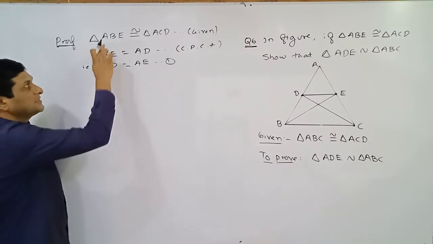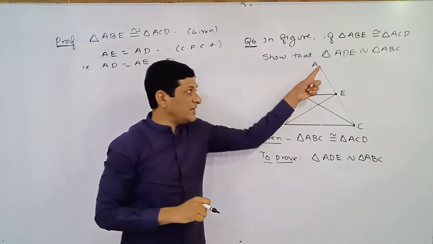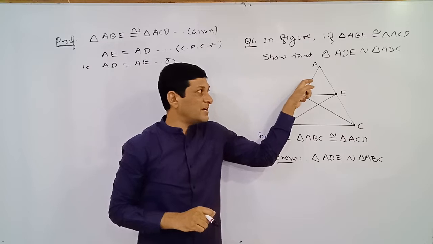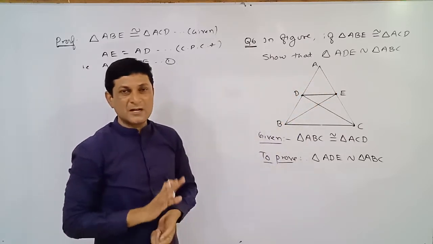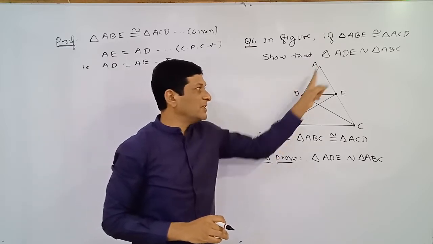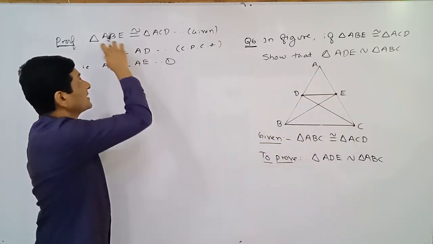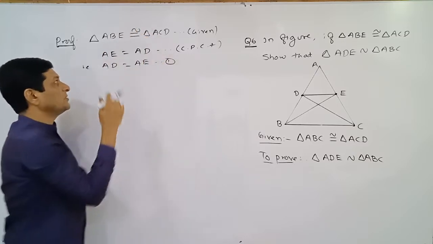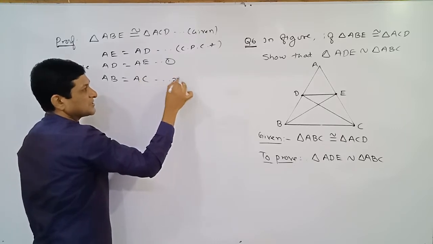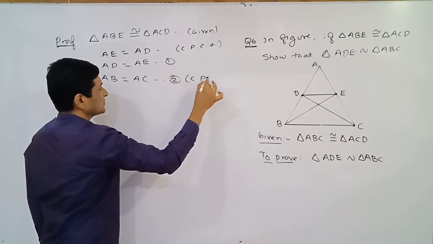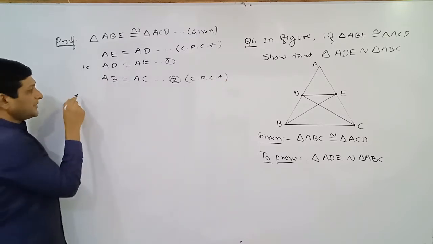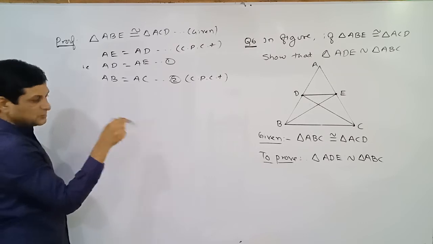Again, observe that for side AB, we have to show that AD upon AB will be equal to AE upon AC. Already we have shown that AD is equal to AE. Since these two triangles are congruent, their corresponding sides are also congruent. So AB will be equal to AC. AB is equal to AC. Let us denote it by equation number 2. It is also corresponding parts of congruent triangles, denoted by CPCT.